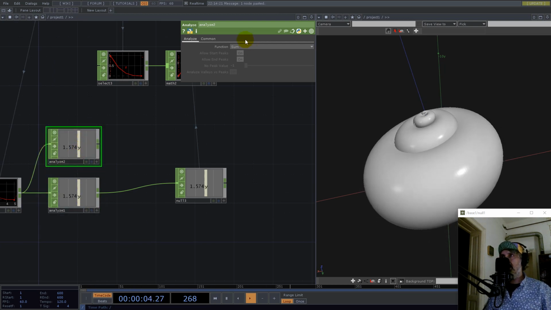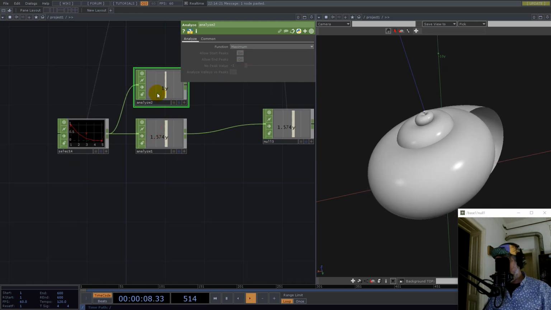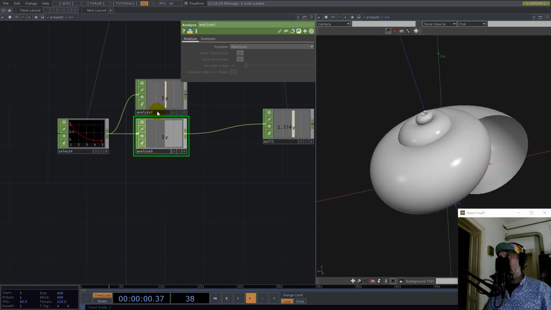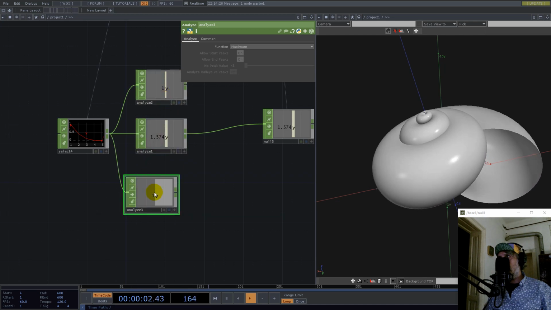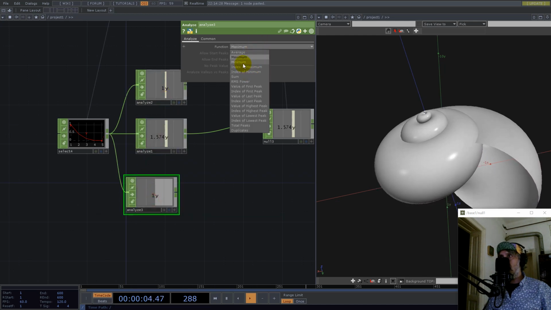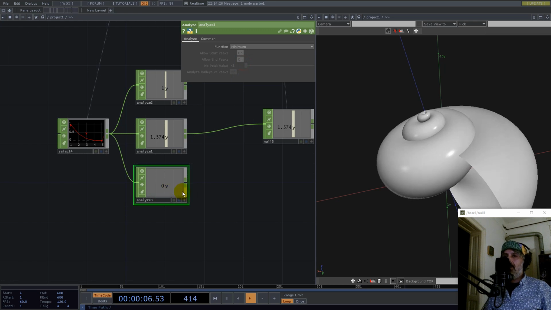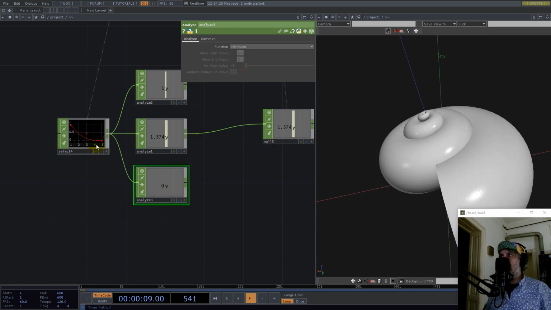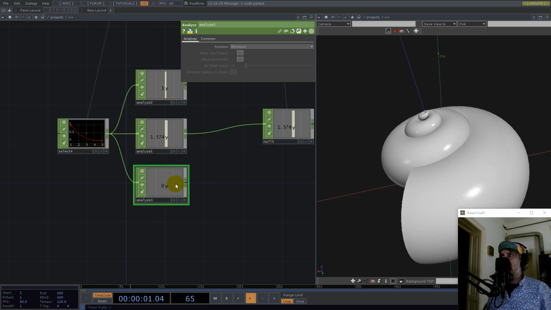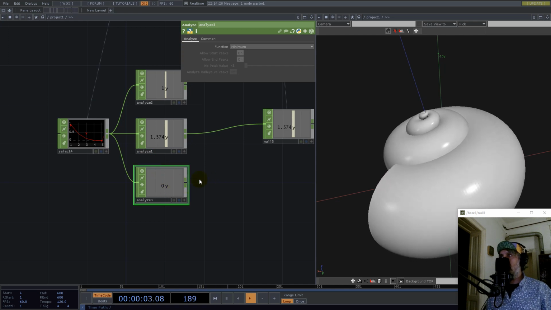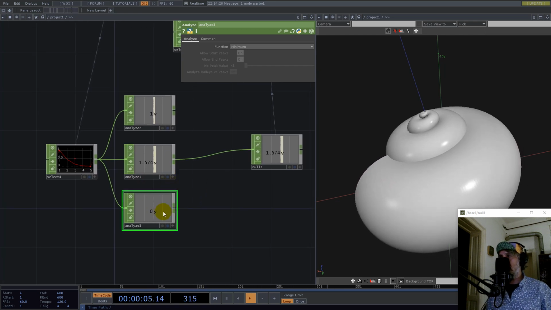I want to take the maximum. Okay, also I want to take the minimum, and this minimum, okay, it's 0. Obviously we have a couple of cycles and we reach the center tip.